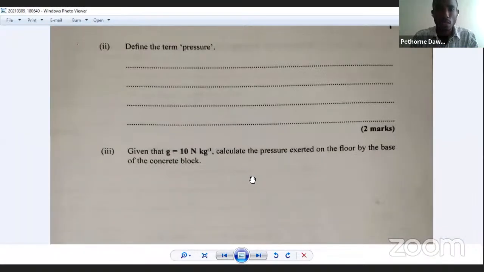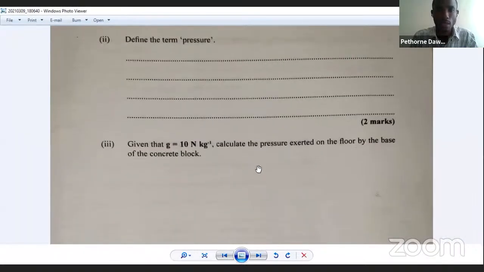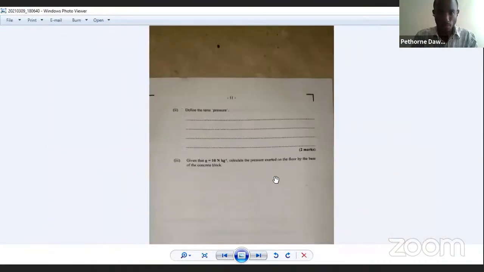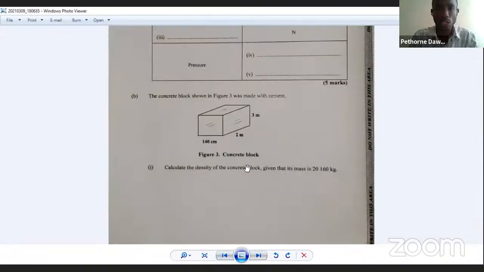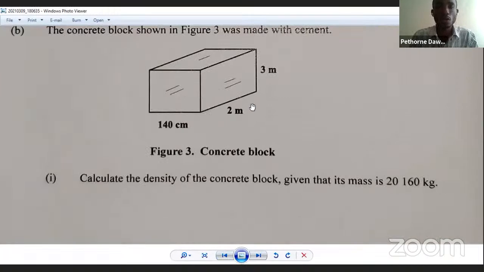Now it says, given that the gravity constant G is 10 Newton per kilogram, calculate the pressure exerted on the floor by the base of the concrete block. Now, this is a trick question because you need to know what area this base really is. To do that, we look back at the shape. Now, as it is right now, we have to take it that this is resting on a flat surface. So we need now to determine the area of the side that it is resting on. All right, because there are several areas.